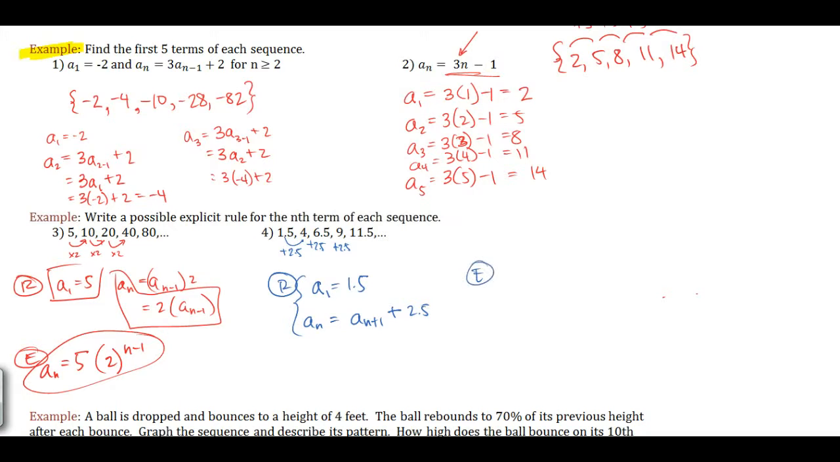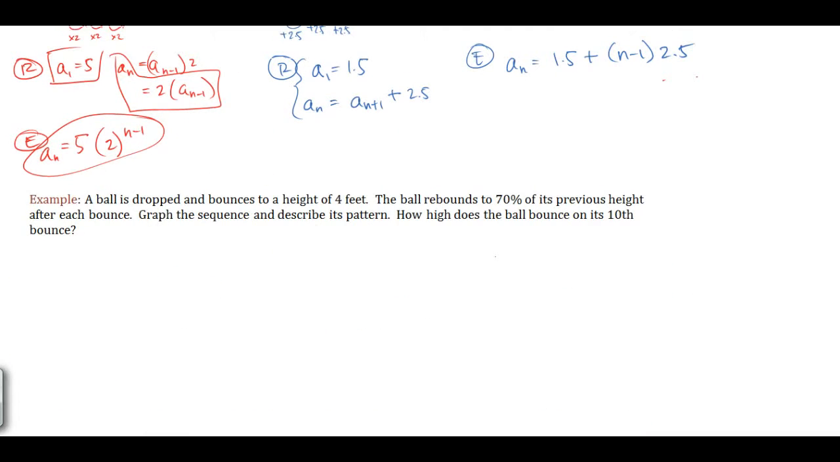How about the explicit? Explicit's harder to make but cooler to use. Recursive is easy to make but harder to use. So that's the bad news and good news about them. Recursive, they just keep adding 2.5 over and over and over again. So the formula for that is the first term, and again we'll get this formula later, plus n minus 1 times what they're adding.